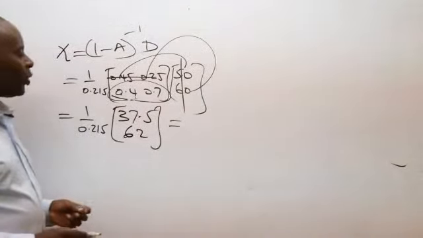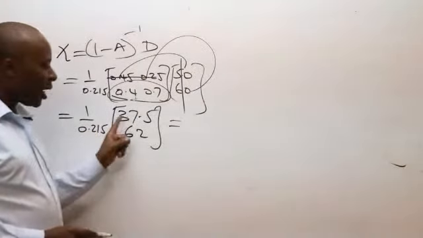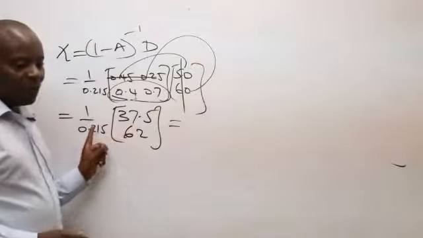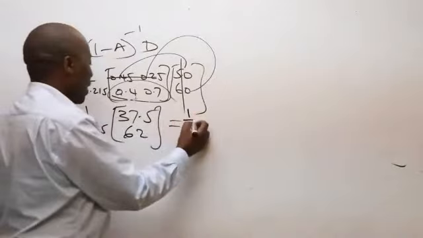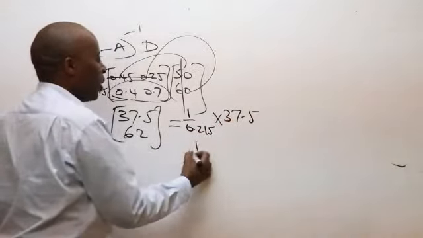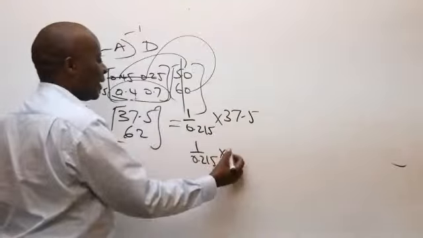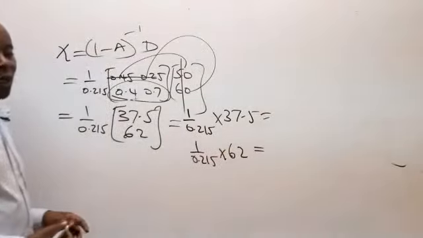After that, ladies and gentlemen, the next thing will be for me to distribute the scalar. The scalar is very easy. You simply take 1 over 0.215 times 37.5, and 1 over 0.215 times 62. You get the two values.